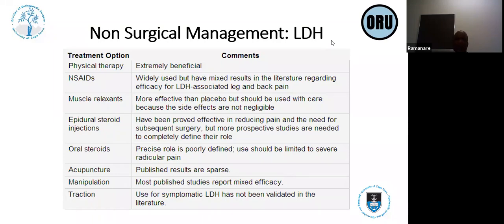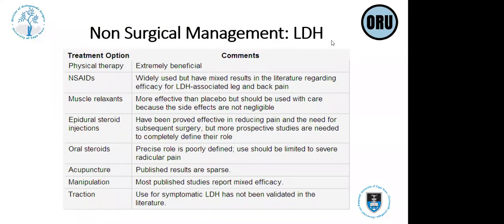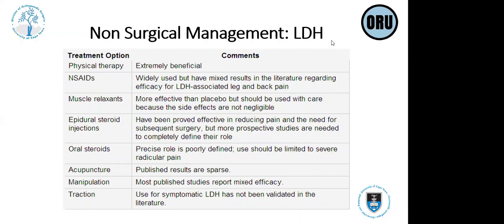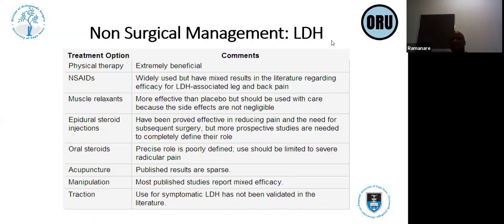There's a newer one now, Arcoxia. Arcoxia is fantastic. It's a once-a-day dose, you can give up to 120 milligrams, and it's very effective in decreasing the inflammation in that area. Muscle relaxants you can give them, so you can give them a benzo just to relax and calm them. But you tell them not to stay in bed for longer than 2 days. After 2 days, they must get up and start going.